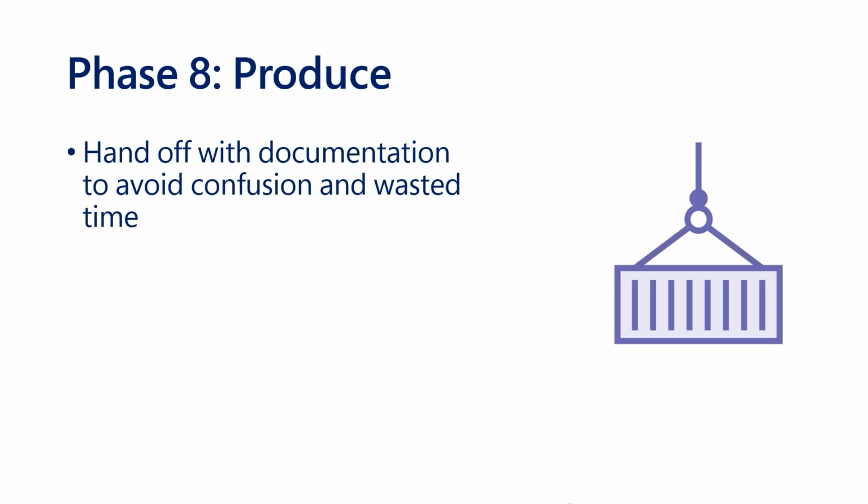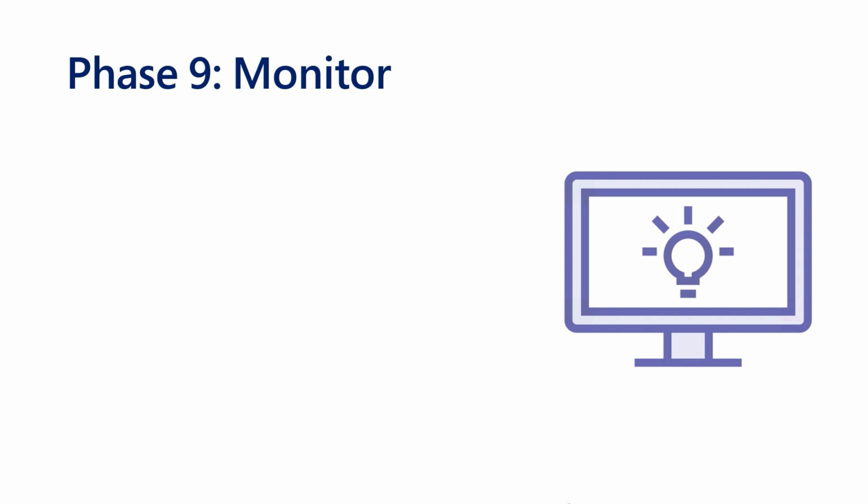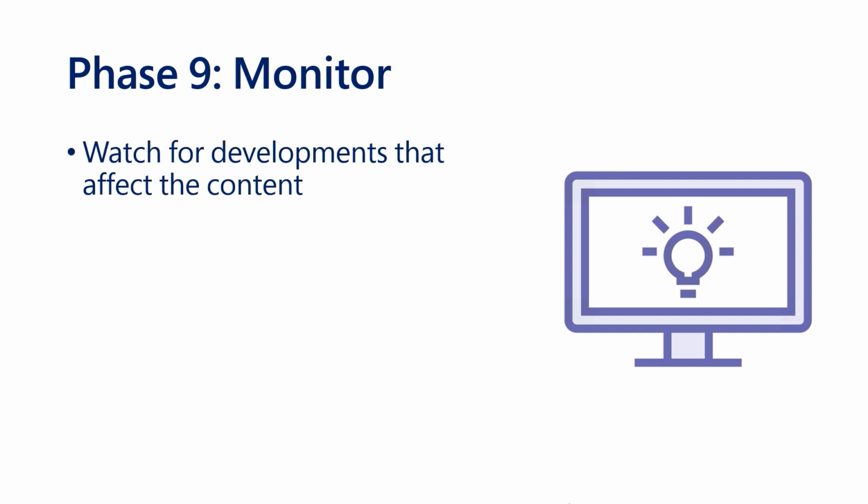This is just part of being a good steward, but I'm saving myself some work because I don't want to have to come back later and fix an error that we could have squashed easily by communicating clearly on the front end. Phase 9 refers to monitoring the course after it's out in the wild, specifically watching for developments that can affect the content.